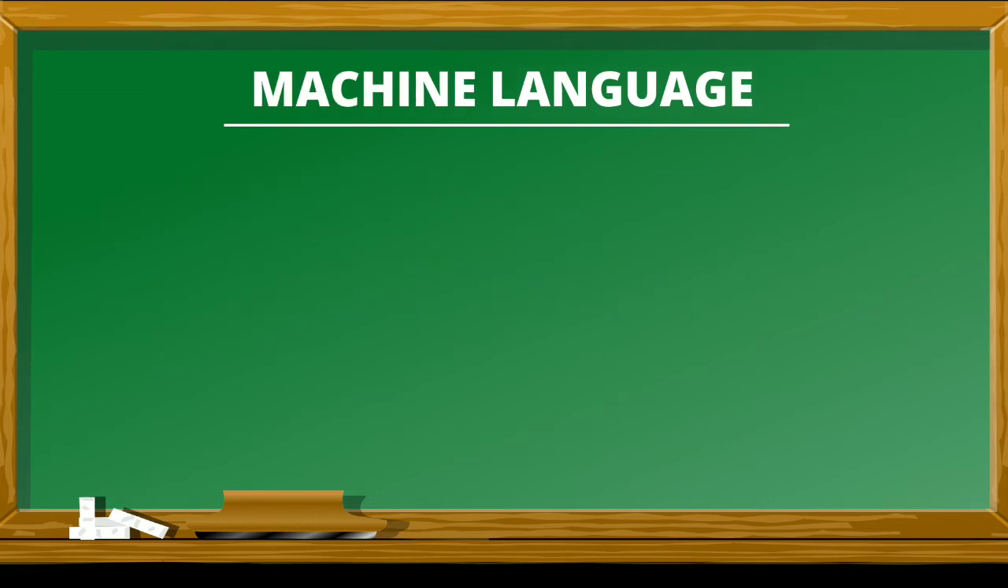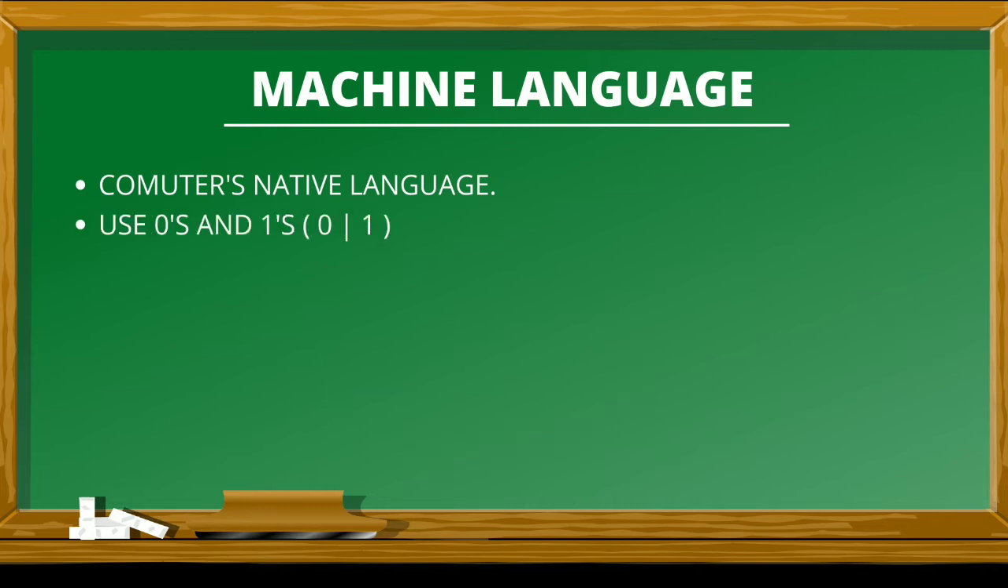Now let's see what a machine language is. This is the computer's native language, so it is the main language of the computer. This language uses 0s and 1s, the digit 0 and the digit 1, and this is why it is called the binary language. Binary means two things. As you can see, we are using two digits, the 0 and the 1.